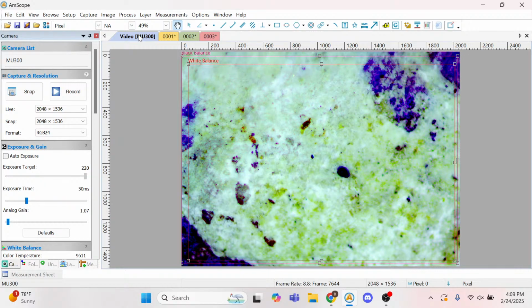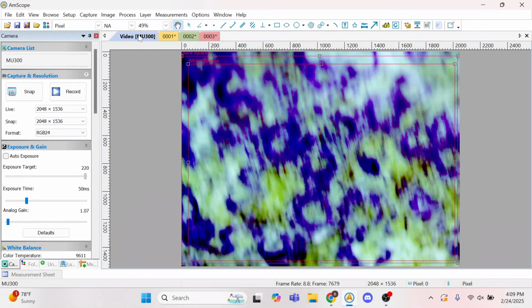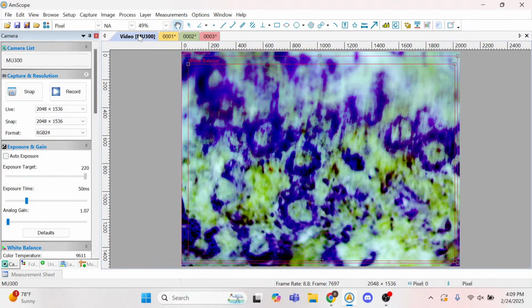Right now we're looking at the inside of the egg, and in a minute I'll flip it over and show the outside.